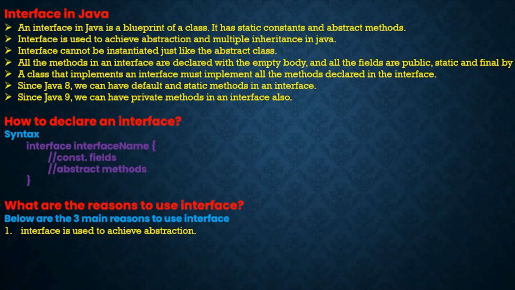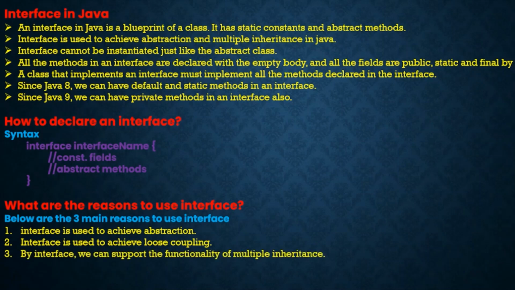I have already told you that 100% abstraction can be achieved through interfaces till Java 7. An interface is also used to achieve loose coupling. Whenever we write an interface, by using that we can achieve loose coupling. And the third one is that by using an interface we can support the functionality of multiple inheritance. I have already explained this part.